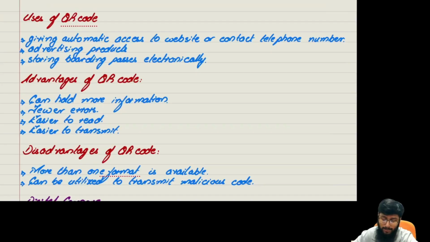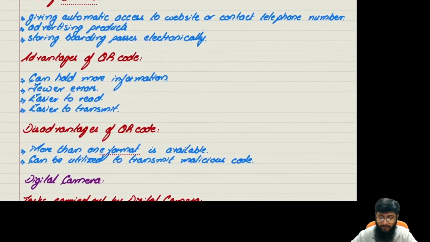Storing boarding passes electronically. You can store the boarding passes nowadays electronically. The person just needs to scan that particular QR code, and your boarding pass is available. No need to carry the hassle of a lot of papers. Now coming towards the advantage of the QR code: it can hold more information.